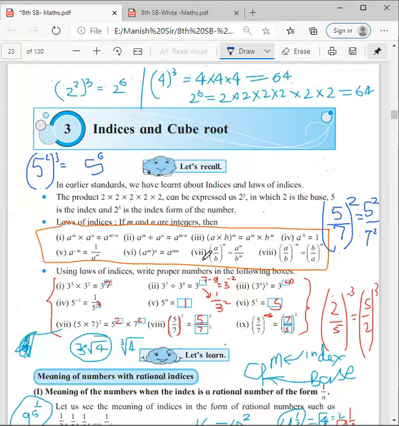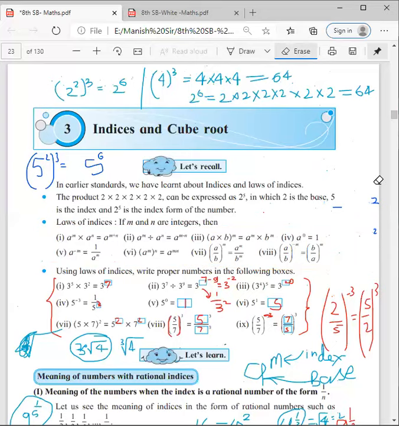Next to that, the last one they have given is (a upon b) raised to minus m. Whenever you get a fraction whose power is negative, listen carefully to what I'm saying. Whenever you get a fraction with a negative power, what you can do is write the numerator in terms of the denominator and the denominator in terms of the numerator.